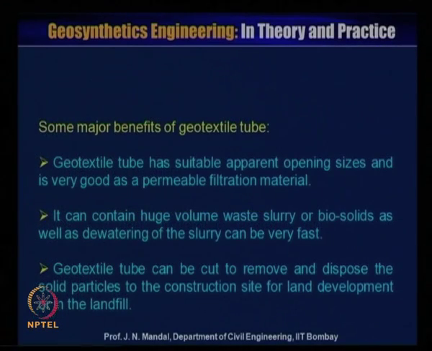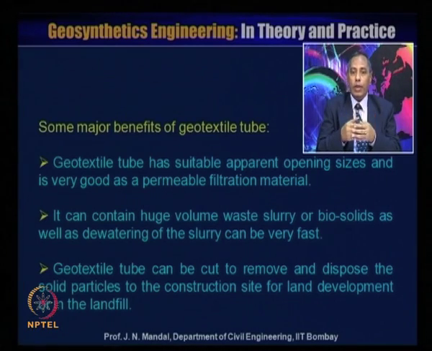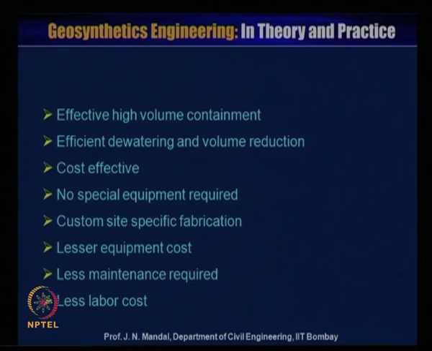So, some of the major benefits of the geotextile tube. The geotextile tube has a suitable apparent opening size and is very good as a permeable filtration material because it is made of woven and non-woven geotextile material. It can contain a huge volume of waste slurry or biosolids, and dewatering of the slurry can be very fast. The geotextile tube can be cut to remove the solid particles and dispose of them at a construction site for land development or in a landfill. So, what is the effect of the high volume of containment, efficient dewatering and volume reduction?